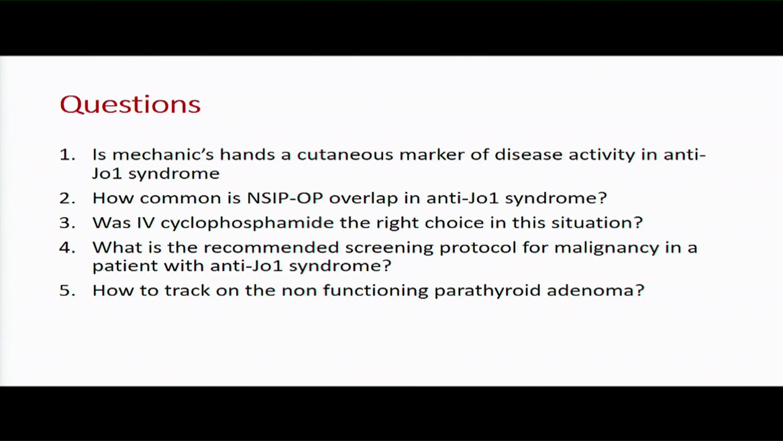So my questions to the podium here: is mechanic's hand a cutaneous marker of disease activity in anti-Jo-1 syndrome? How common is this overlap of organizing pneumonia with NSIP? And was cyclophosphamide the right choice in this patient? What is the recommended screening protocol for malignancy for a patient with Jo-1 syndrome, and how do we follow up this non-functional parathyroid adenoma? Thank you.